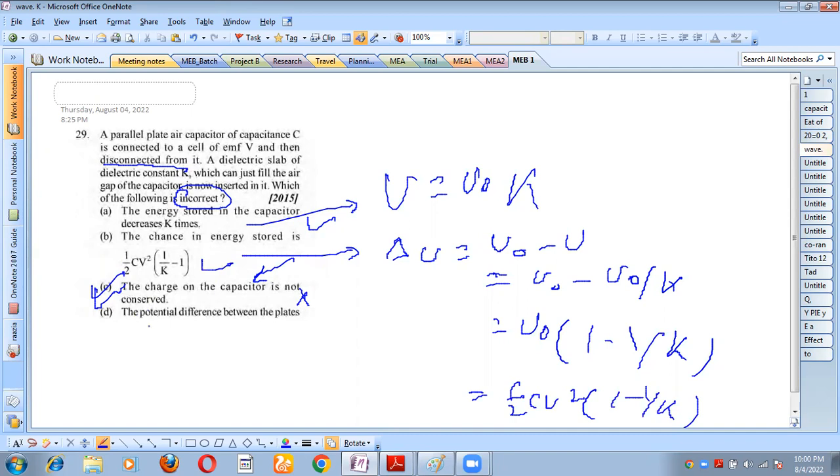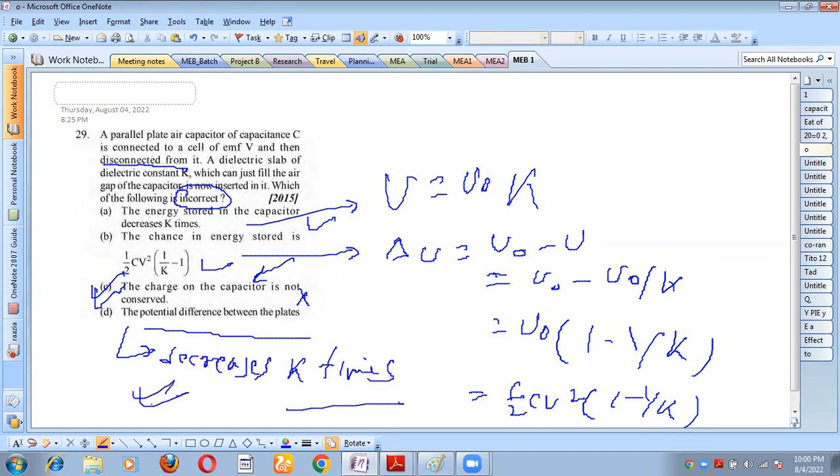Now, the option about the potential difference between the plates. Actually, the option is missing that the potential difference between the plates decreases K times. So this is also correct. We know that the potential difference between the plates decreases K times. So the correct answer is C.